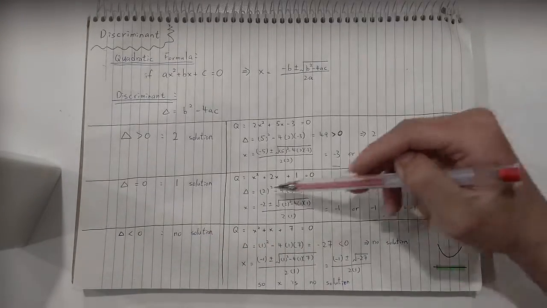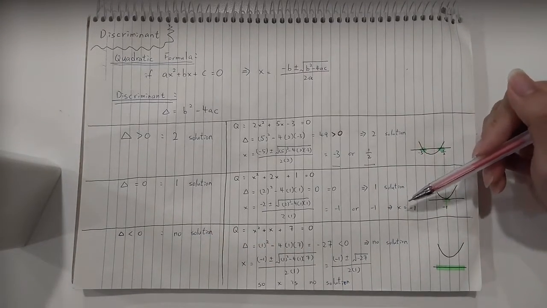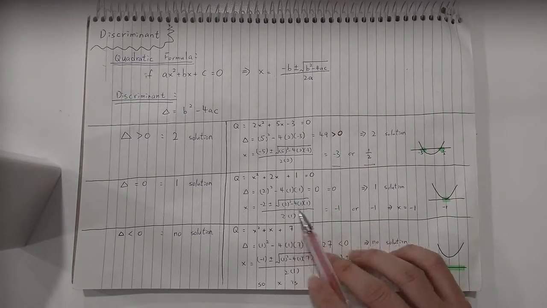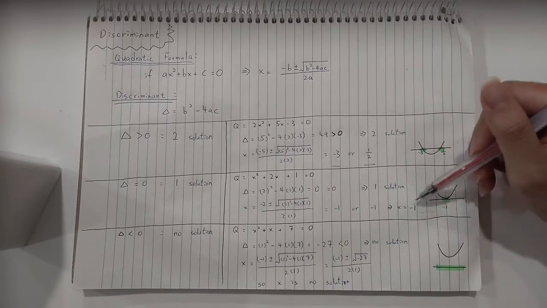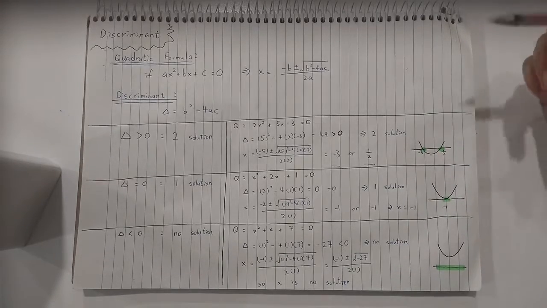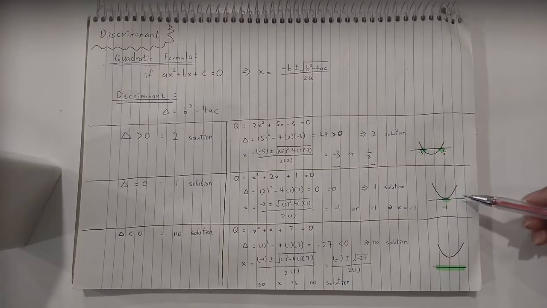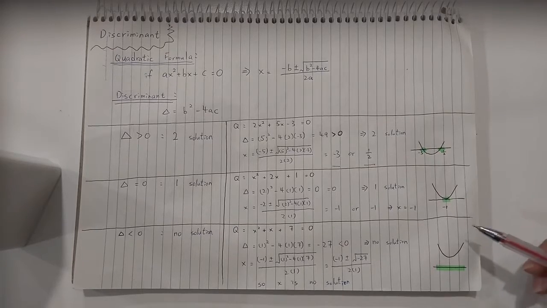The second situation: when delta is equal to 0, there should be 1 solution. In this equation, delta is 0, so it should be 1 solution. When we substitute into the quadratic formula, we get 2 identical values of x, so that's why it's just 1 solution. In the graph, we can also see that there is just 1 point touching the x-axis, so that is just 1 solution.